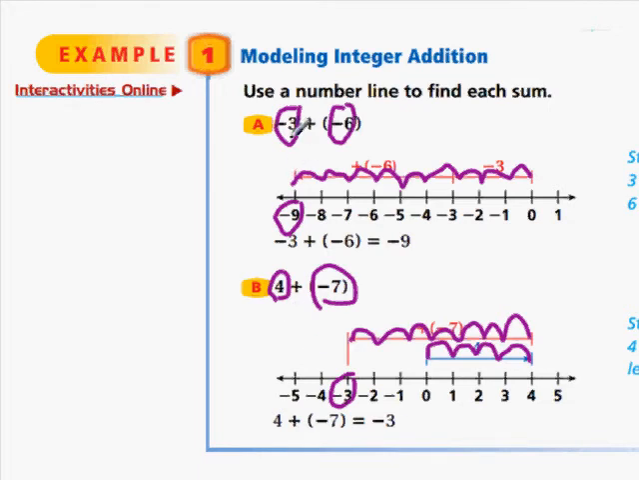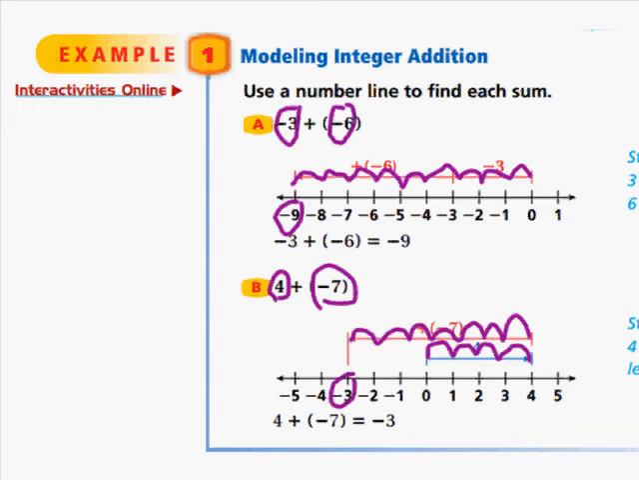I want us to notice something here. When we have a negative plus another negative, we are going further into the negatives, coming up with -9. Here we had a positive plus a negative. So first we went in the positive direction and then in the negative direction. Our answer, -3, is actually bigger than -7 because we're adding +4 to it.